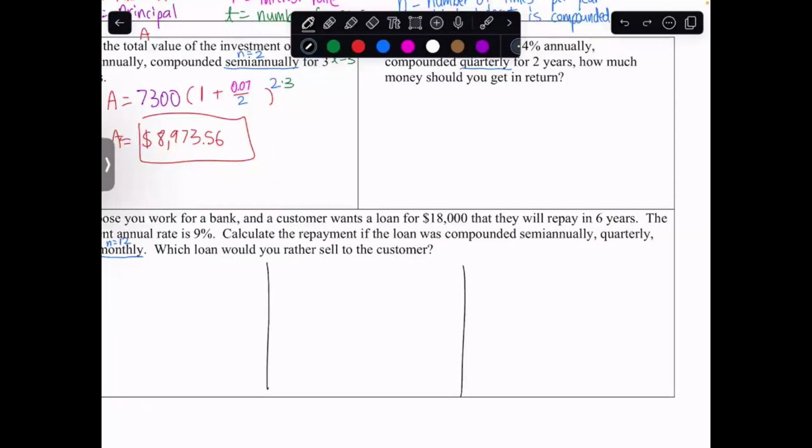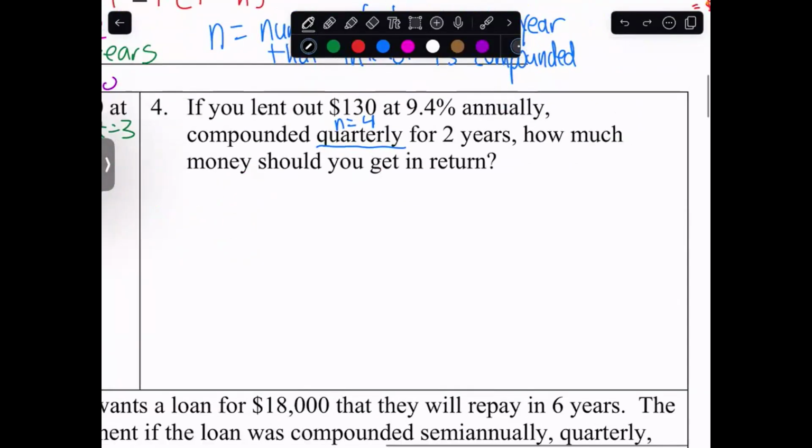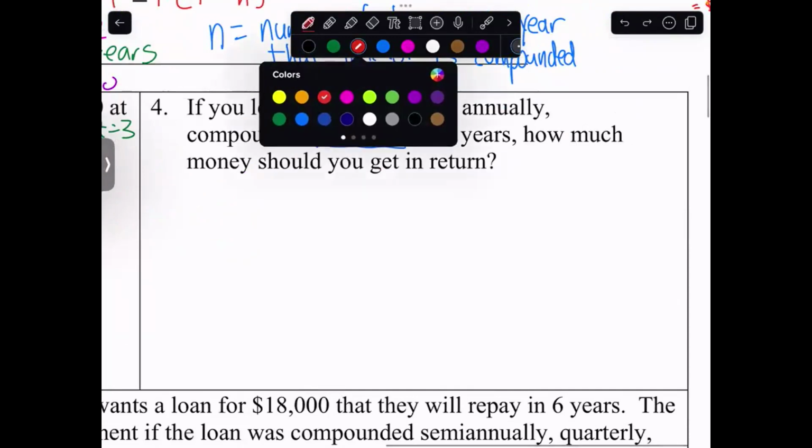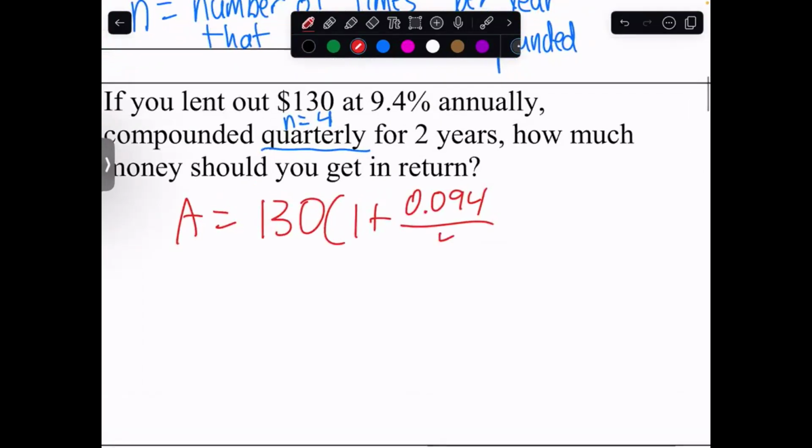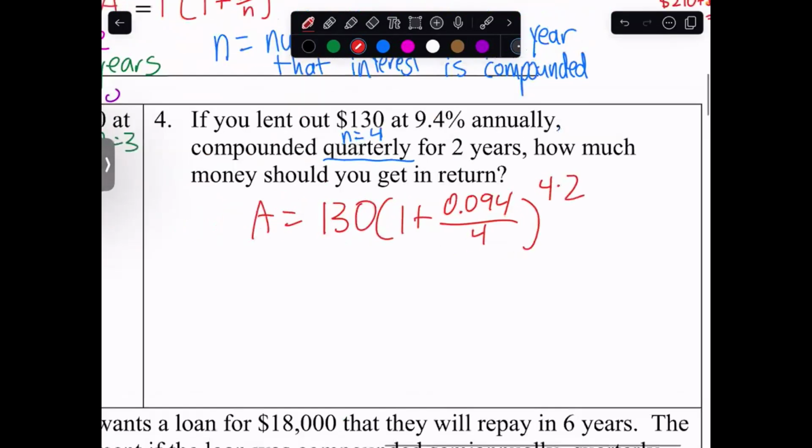So firstly, problem 4, your principal is just $130. Interest rate is 9.4%, which in decimal form is 0.094. Compounded quarterly, so n is 4, and then the exponent is nt, so 4 times 2. Okay, so this should come out to 156.55.